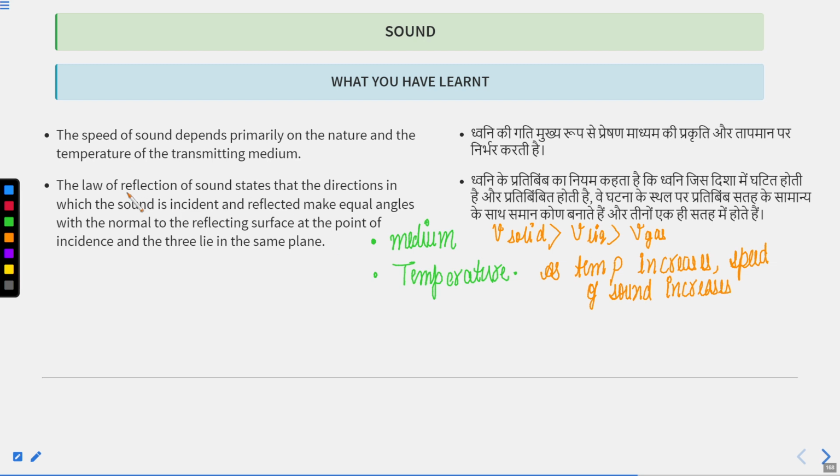Now the next point is sound also follows the same laws of reflection as light does. And what are the laws of reflection? There are two laws of reflection. Number one is incident ray, normal ray, and reflected ray lie on the same plane. And law number two is angle of incidence is equal to angle of reflection. So sound follows the laws of reflection. Clear, class?